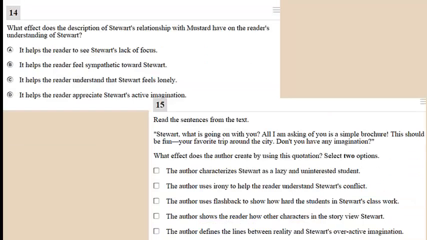For number 14, something that students should understand is how authors sometimes develop characters by having them interact with other characters. In other words, we learn a lot about characters by the way they treat others. The best answer here is D. In order to answer number 15, students will need to know certain literary devices: flashback, irony, and characterization. The answers here are the second and fourth options.